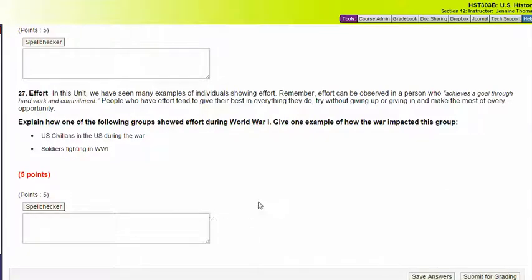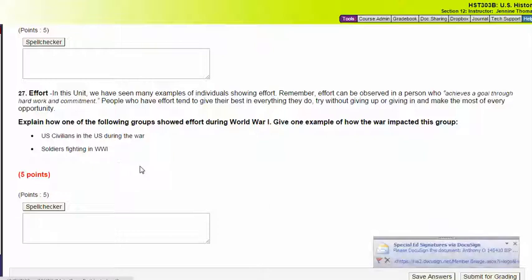Number 27 is based on our character trait effort. Explain how one of the following groups showed effort during World War I. Give one example of how the war impacted this group. U.S. civilians in the U.S. during the war, or soldiers fighting in World War I.